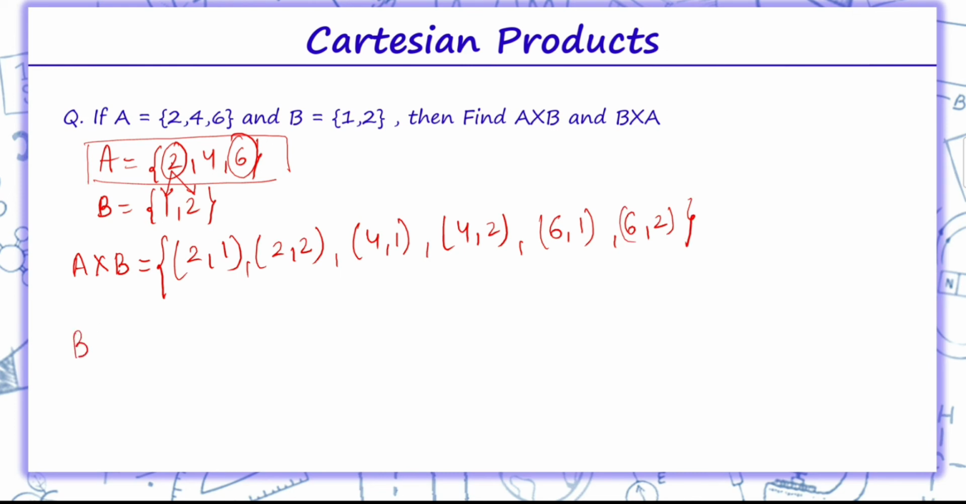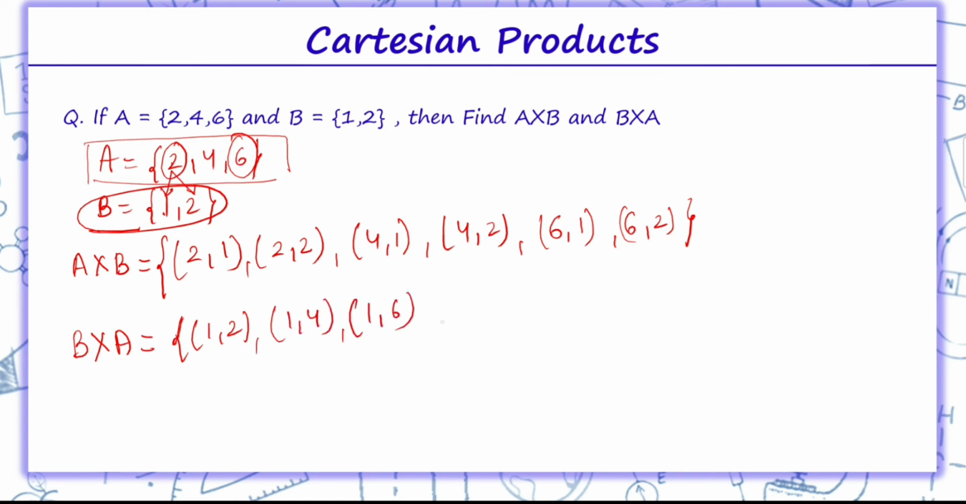But if we have to calculate B cross A, we'll write first B and then A. That means the first element of B with all the elements of set A. So we'll get here (1, 2), (1, 4), (1, 6). Then (2, 2), (2, 4), (2, 6). So this is how we'll calculate A cross B and B cross A.